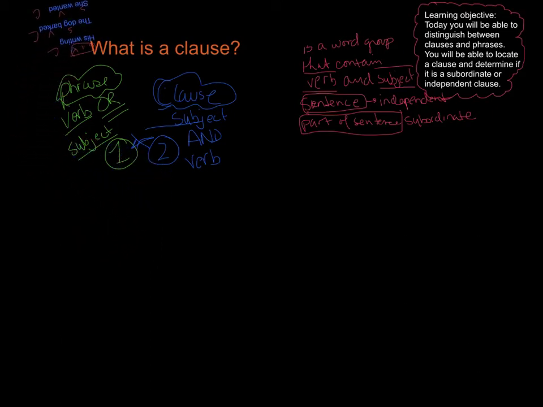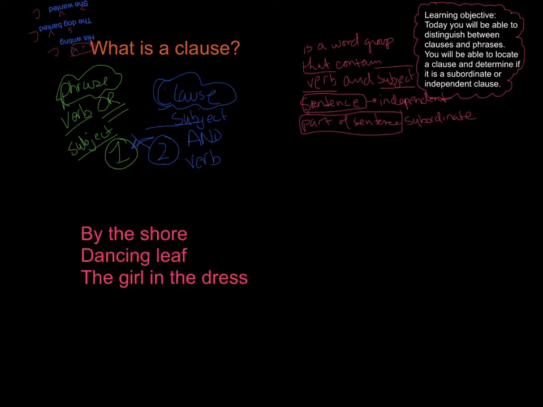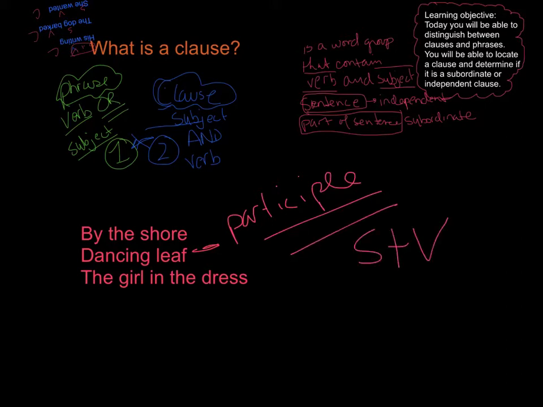So now let me give you some examples of non-clauses. Here are examples of non-clauses. By the shore. Dancing leaf. What did the dancing leaf do? The girl in the dress. What about the girl in the dress? There's a subject in most cases, but there's no verb. Now, the one that some of you might get tripped up on is the dancing leaf. If you remember earlier, dancing is describing leaf, so dancing is actually a participle. So these are non-clauses because they don't have both a subject and a verb. That means they're no-nos. They have to have them both.